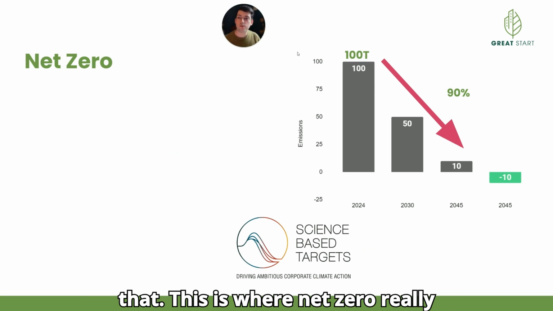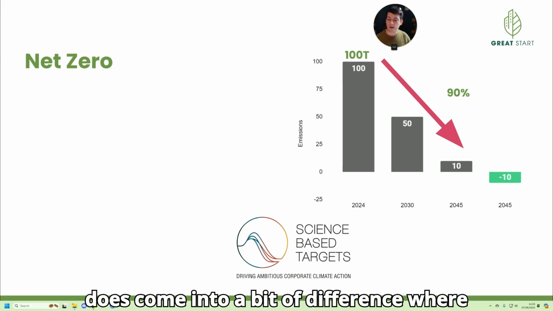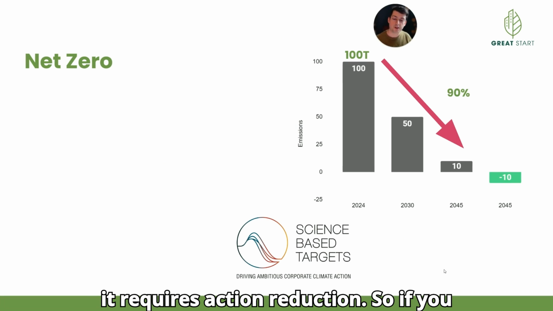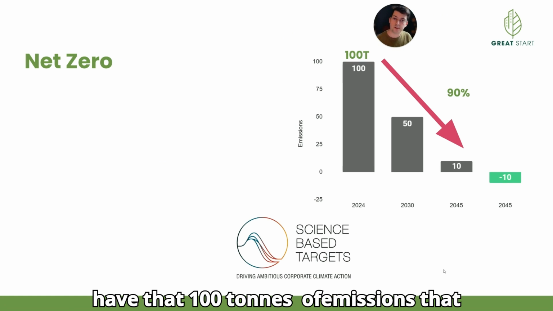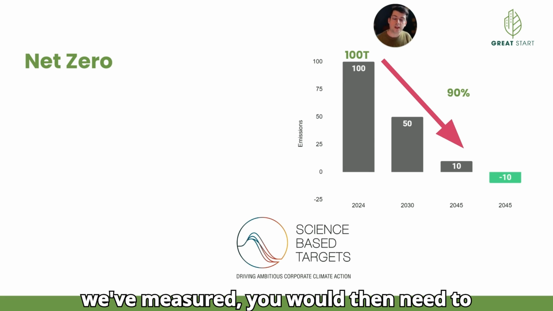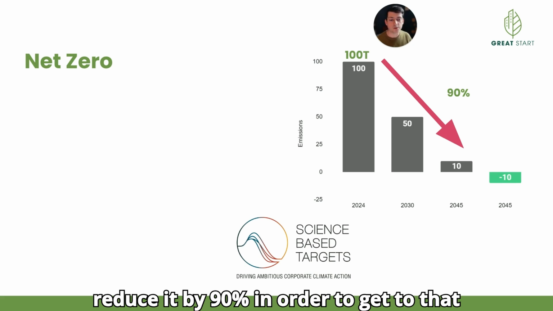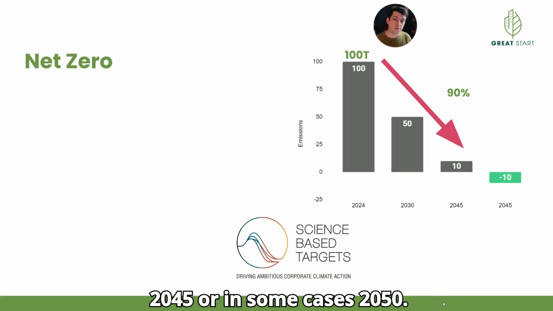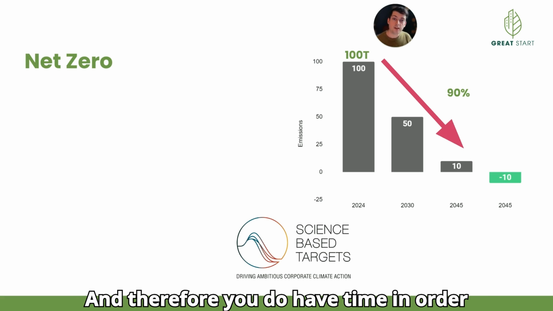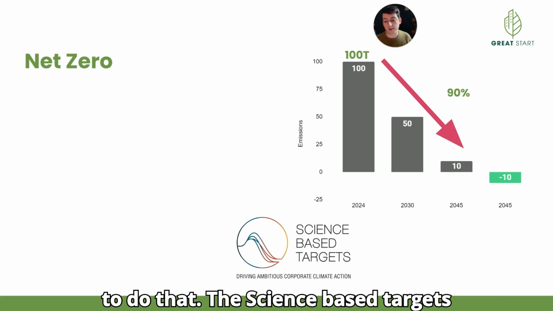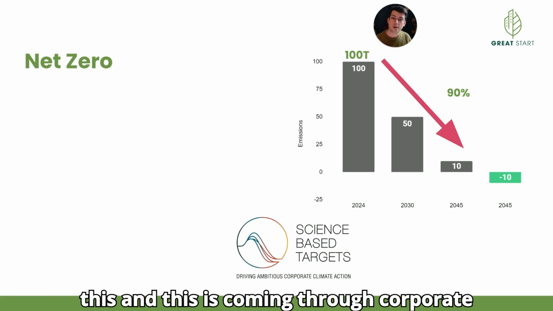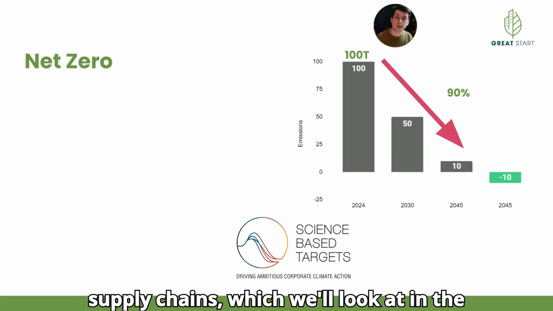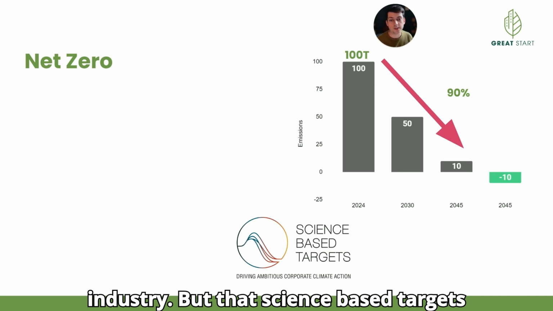This is where net zero really does come into a bit of difference, where it requires action and reduction. So if you have that 100 tonnes of emissions that we've measured, you would then need to reduce it by 90% in order to get to that net zero status. That is by 2045, or in some cases 2050, and therefore you do have time in order to do that. The Science Based Targets initiative is what's driving a lot of this, and this is coming through corporate supply chains, which we'll look at in the next video on the impacts of this on industry.